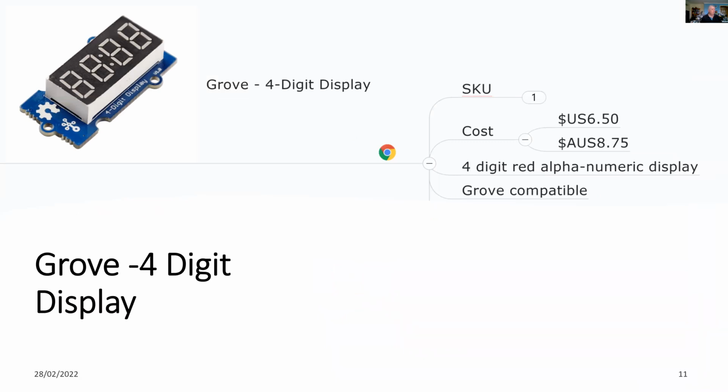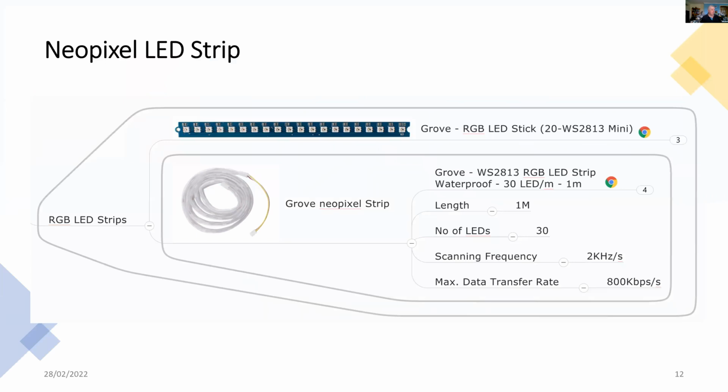So just a little bit more about the Grove 4-digit display. You can see it in the photo here, and it would be great to use this for a clock, so you could have hours and minutes. We'll be using it to show distance. And the RGB LED strips come in 2 varieties. There's the linear array, and there's the circular array. We'll be using the circular array on our projects today.